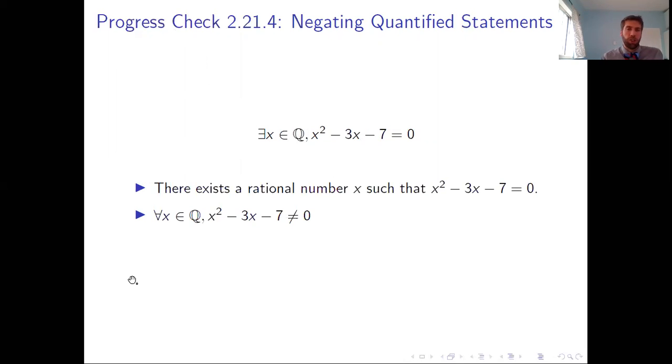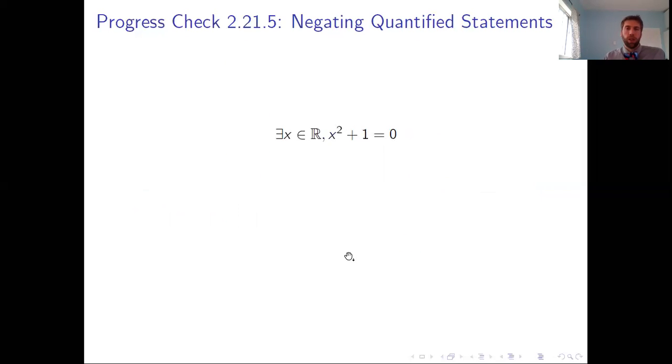So you change quantifiers and you change equalities to the opposite. If it were less than, you change it to greater than or equal to. Never is the opposite. Then for any rational number x, x squared minus 3x minus 7 is not equal to 0. Okay, finally, we have part 5, negating this one.